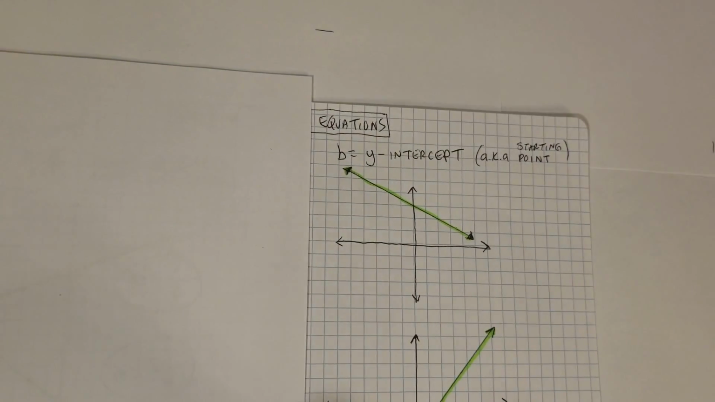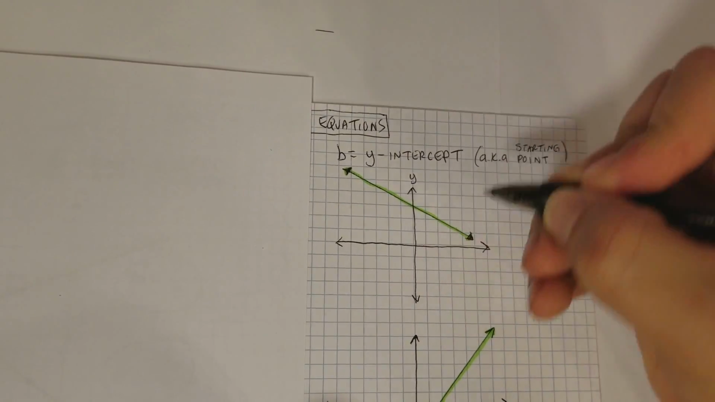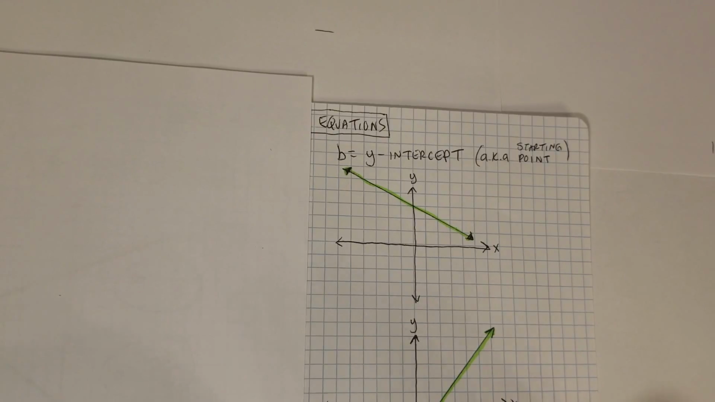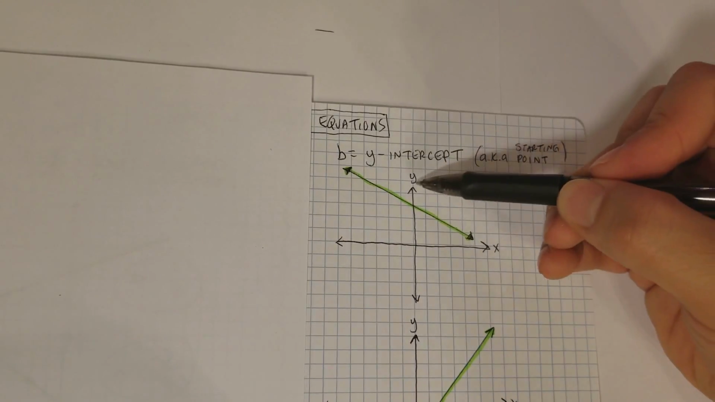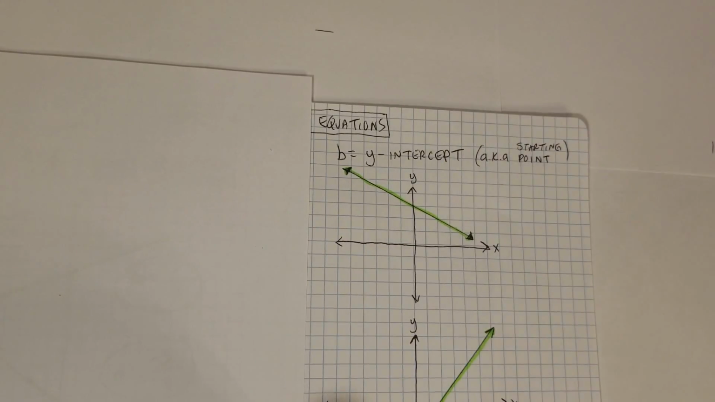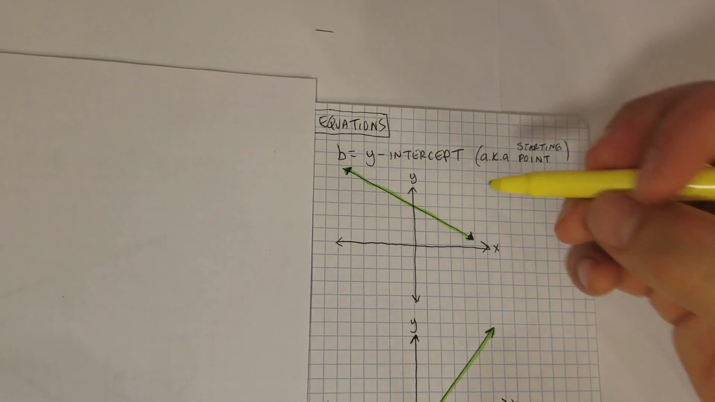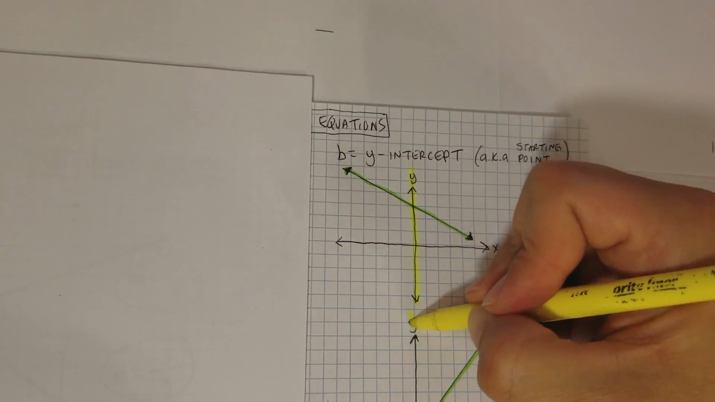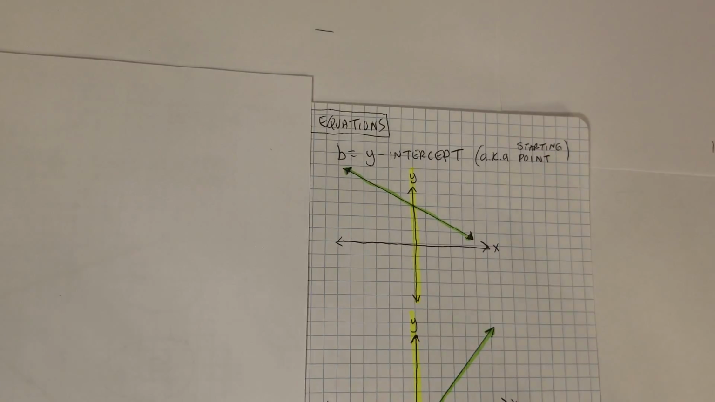If we want to figure out what that is, all we have to do is look at the y-axis, which is the vertical line. Remember, we have an x-axis and a y-axis. X is the horizontal line, y is the vertical line. To find the y-intercept, look at the y-axis and see where the line crosses.